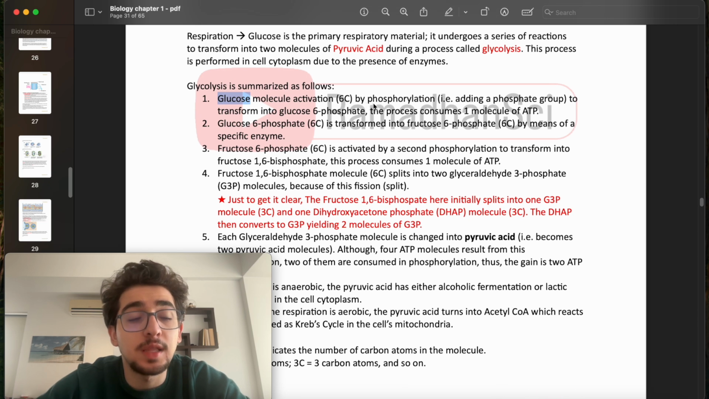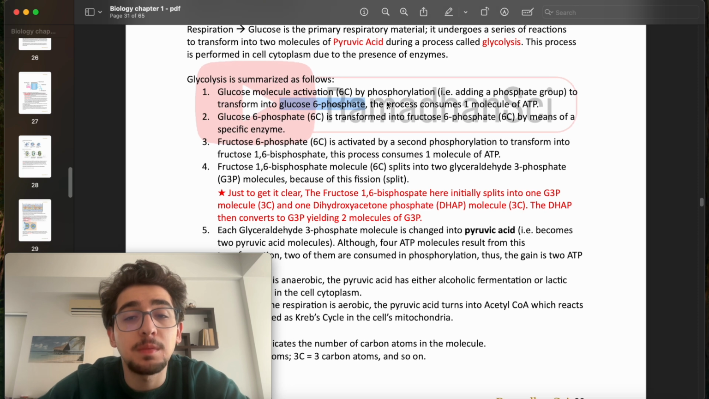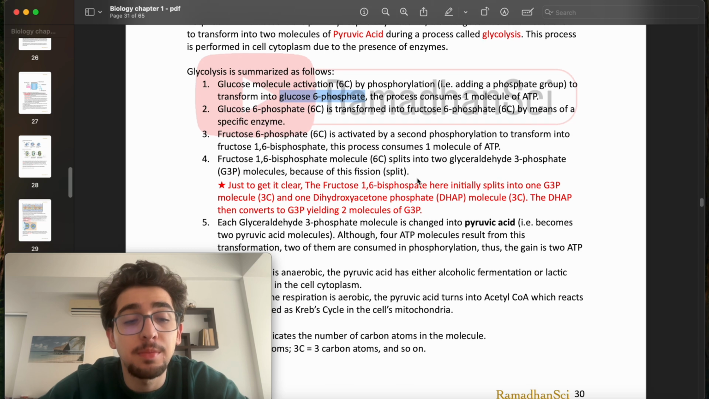We will phosphorylate it into glucose 6-phosphate. Now, the word phosphorylation just means you add a phosphate group to it. So when we have a glucose molecule, we're just going to add a phosphate group to it by a process called phosphorylation. And we will obtain the glucose 6-phosphate. This process consumes 1 molecule of ATP. Remember that phosphorylation consumes energy.